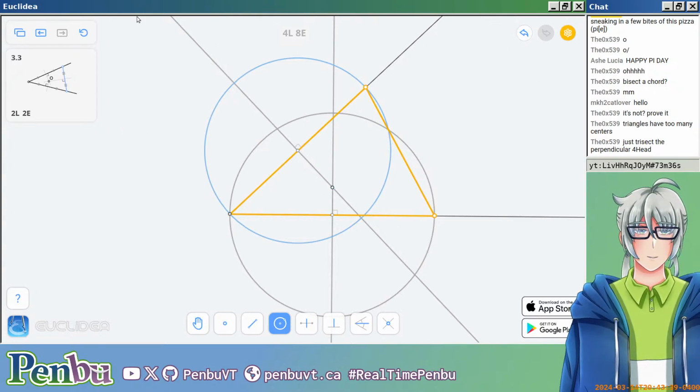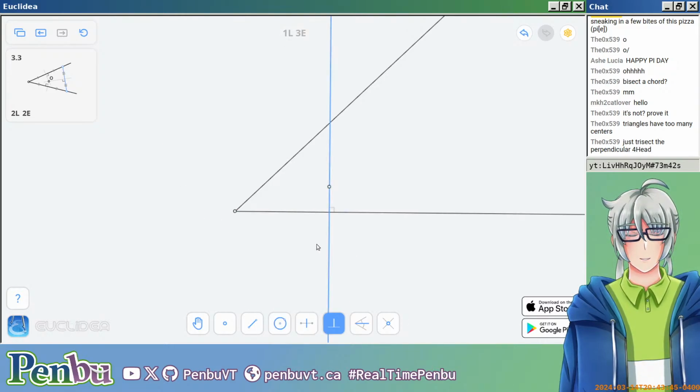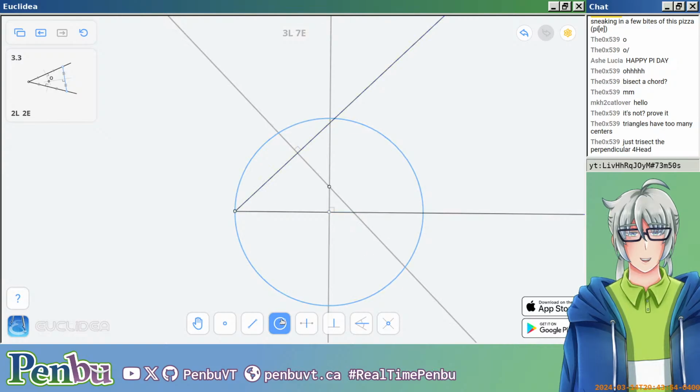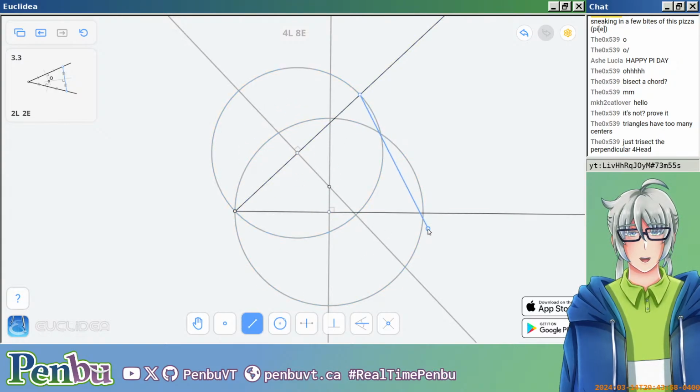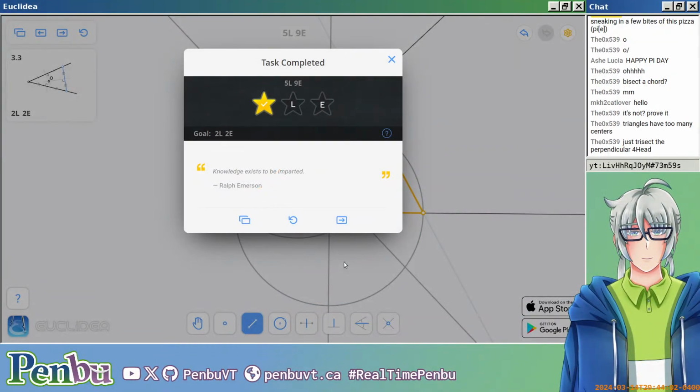Well, let's get that 1 star first. Drop the bisector. And drop another bisector here. Draw the circle. And draw the circle here. And then connect these 2 points and we get the triangle. Well, that's 5 tool uses.